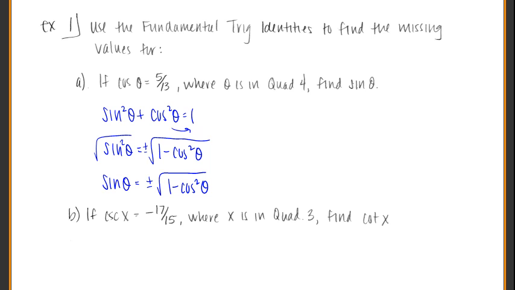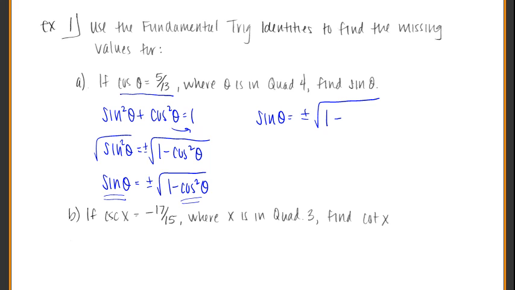Okay, and notice where I put the squares. They are right next to the function: it's sine squared, it's not sine theta squared. You're squaring your function, not necessarily your angle itself. Now, what this is basically saying is if I want to find sine theta and I know cosine theta, just plug it in and we can find sine. So sine of theta is plus or minus the square root of 1 minus cosine squared theta.